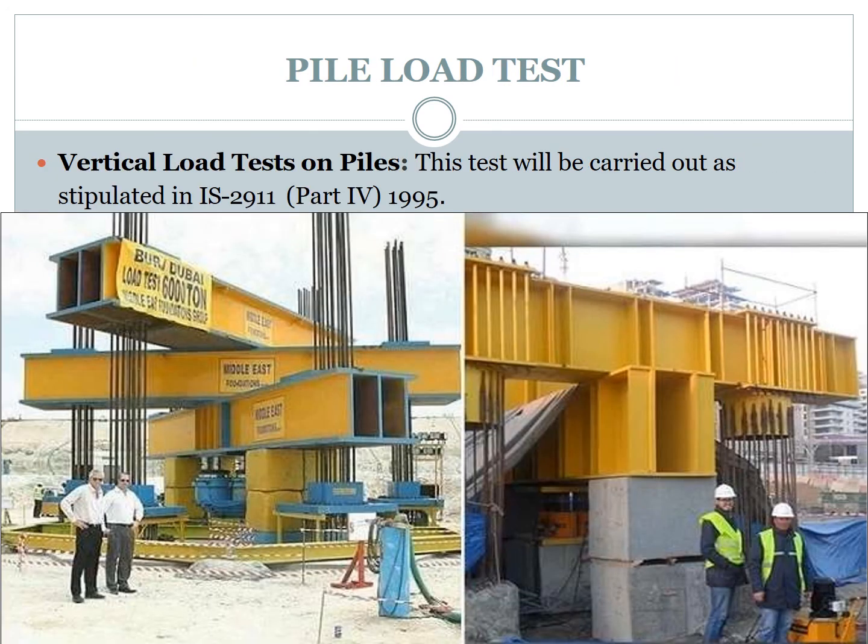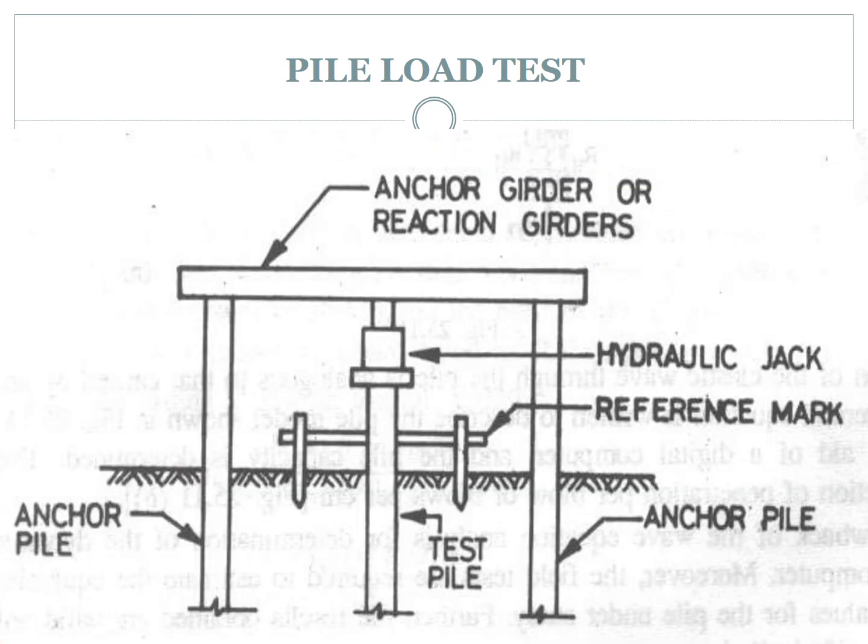Next method, pile load test. The setup consists of two anchor piles provided with an anchor girder or a reaction girder at their top. The test pile is installed between the anchor piles in the manner in which the foundation piles are to be installed, and the spacing between the test pile and the anchor pile should be at least 3 times the width and a 2.5 meter clear distance from the anchor pile.